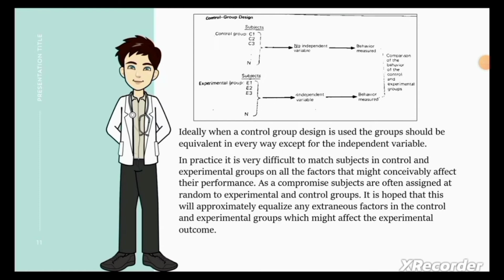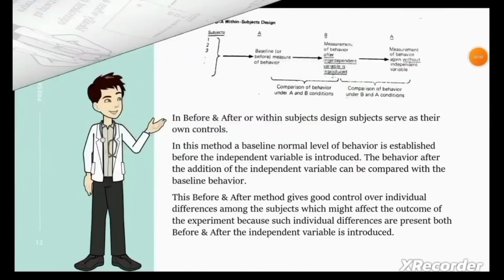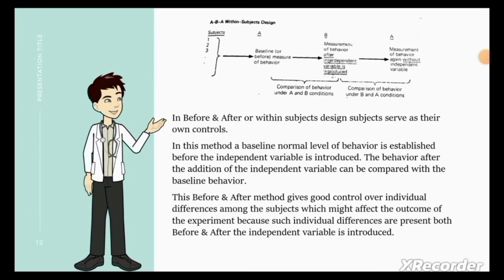Ideally, when a control group design is used, the groups should be equivalent in every way except for the independent variable. In practice, it is very difficult to match subjects in control and experimental groups on all the factors that might conceivably affect their performance. As a compromise, subjects are often assigned at random to experimental and control groups. It is hoped that this will approximately equalize any extraneous factors in the control and experimental groups which might affect the experimental outcome. Now let's talk about the second strategy, and that is ABA, or within subject design.